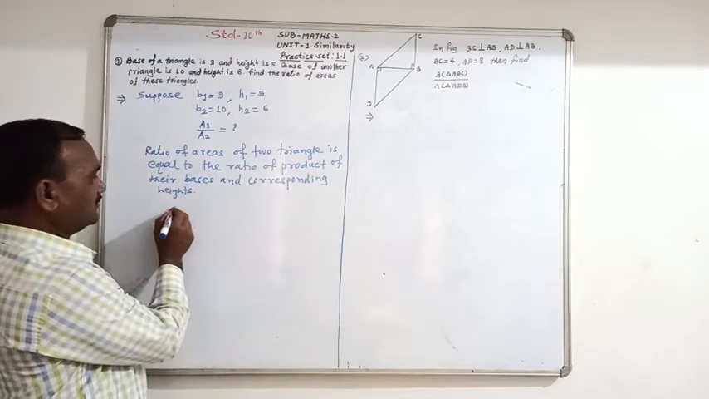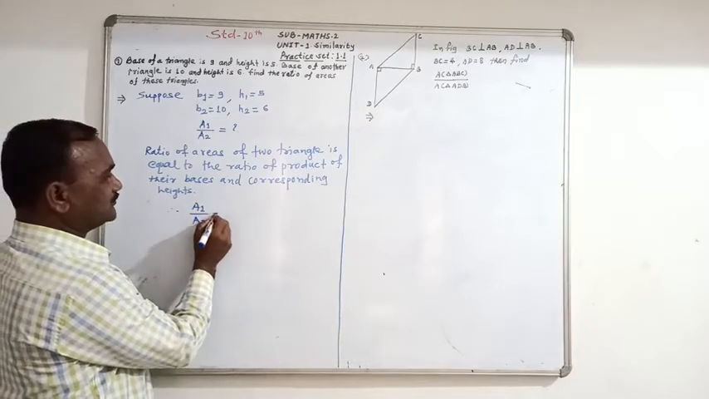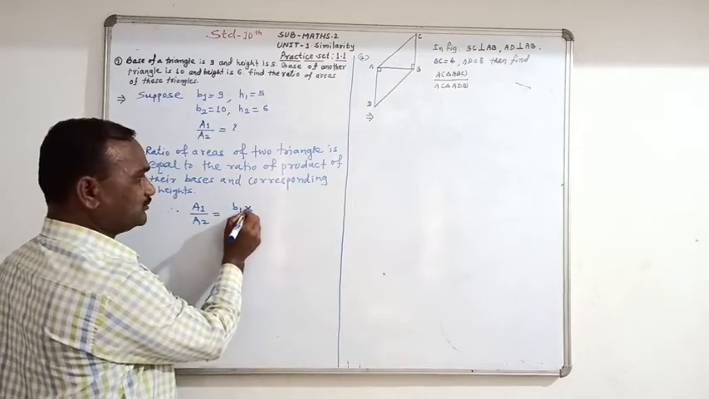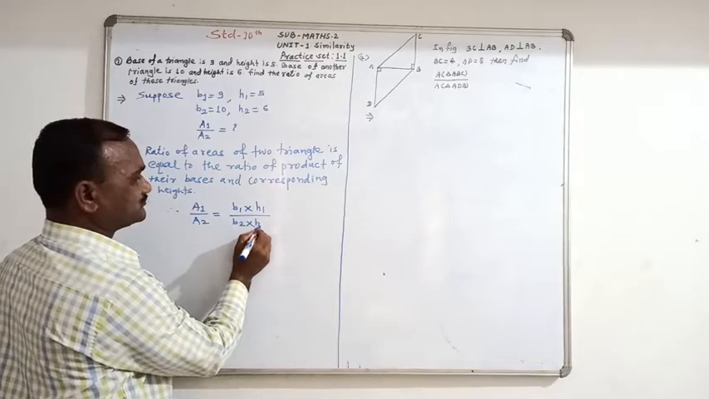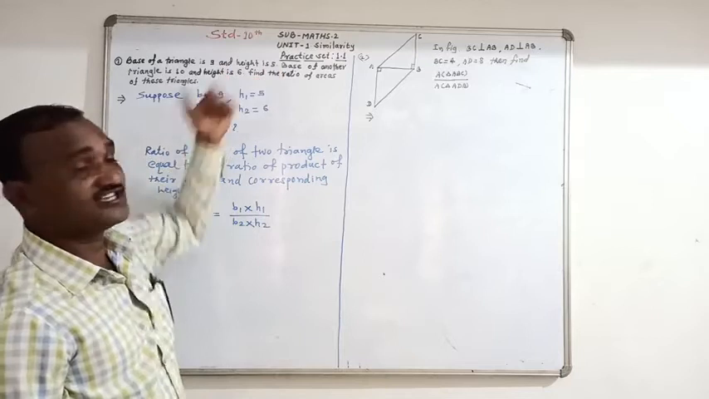So that property is, therefore, A1 divided by A2 is equal to, what is the right hand side? B1 into H1 divided by B2 into H2. Okay, that is the first property you can use here to solve this example.